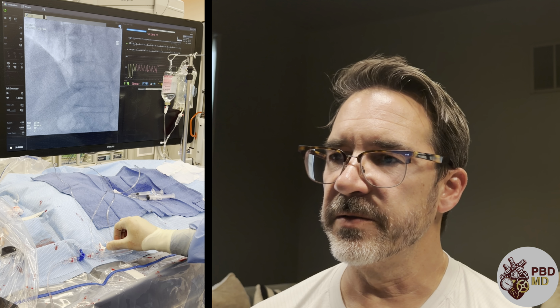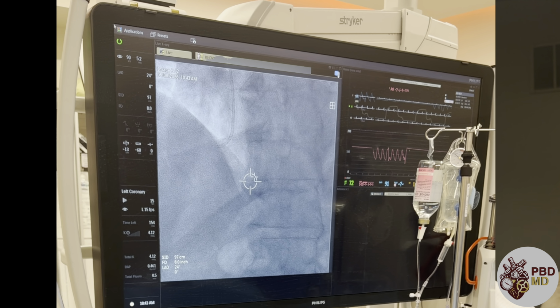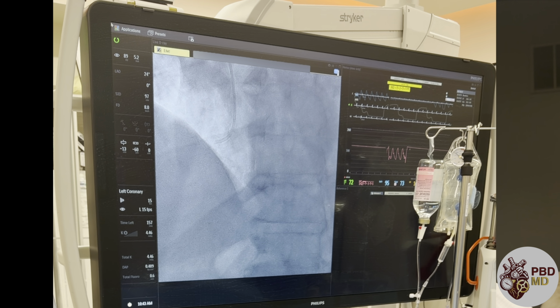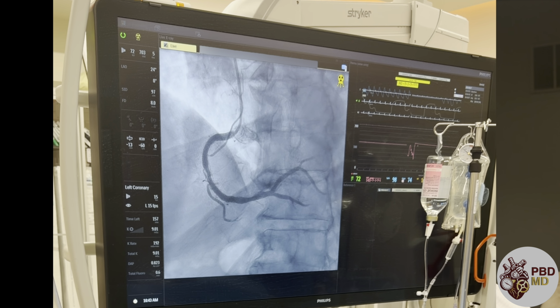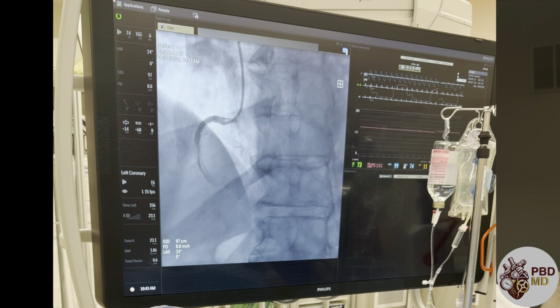In this case, this is the right coronary artery, and it's going to be what's called a dominant right coronary artery, which just refers to the territory of the heart that it supplies. About 2/3 of people have this type of vessel.